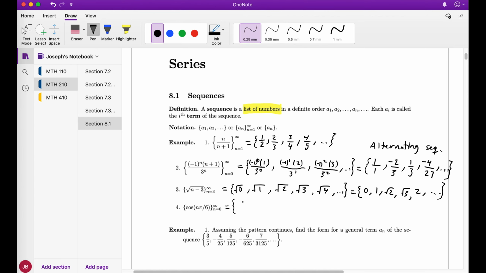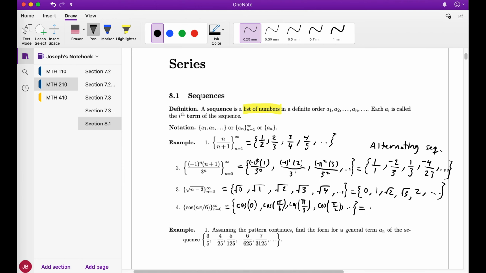Okay, and now here, this starts with 0, so I get cosine of 0 pi over 6, which is just cosine of 0. Then plug in 1, so I get cosine pi over 6. Then cosine 2 pi over 6, which is pi over 3. Cosine 3 pi over 6, which is pi over 2. And we'll just say so on and so forth from there.